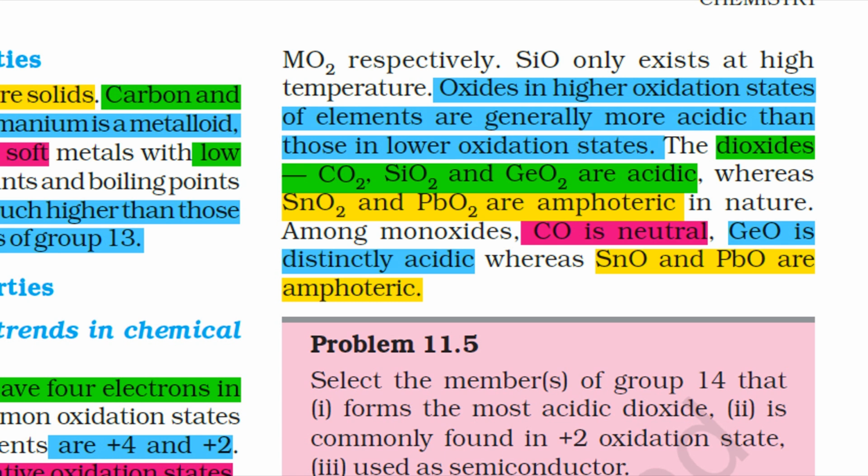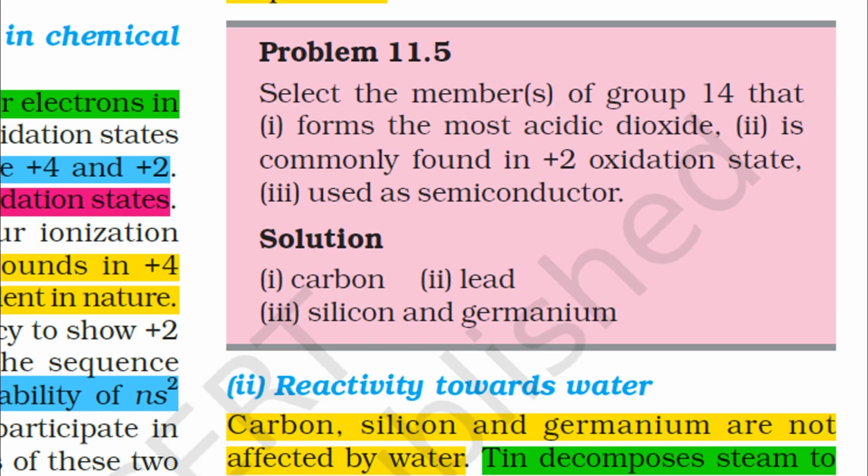The dioxides, carbon dioxide, silicon dioxide and germanium dioxide are acidic, whereas SnO2 and PbO2 are amphoteric in nature. Carbon monoxide is neutral, germanium oxide is acidic, whereas SnO and PbO are amphoteric in nature. These things are very important. Direct questions come from this in NEET, JEE or any exam in which chemistry is there. So remember this.